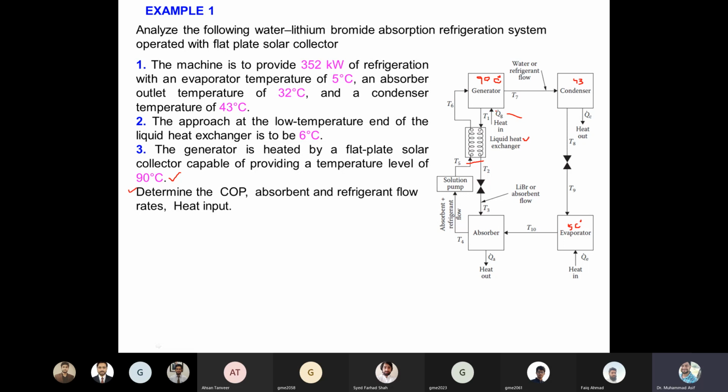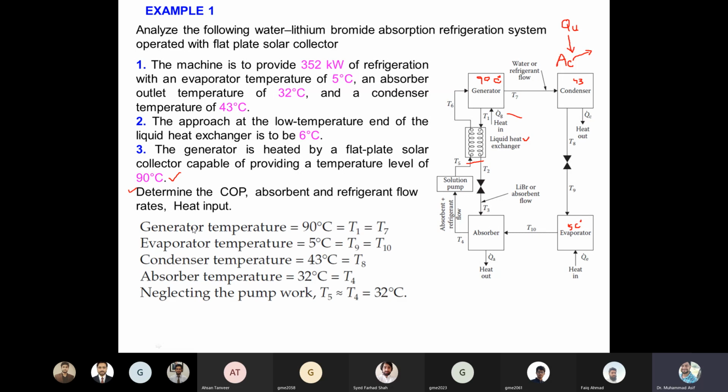Because if you know this QG, that means you need to know the QA, QU, the useful energy. Once you have the useful energy requirement, then you can calculate the specific area of the solar collector, right? Then accordingly you can purchase or install based on the specific area of the solar collector. So the given data is based on these points.